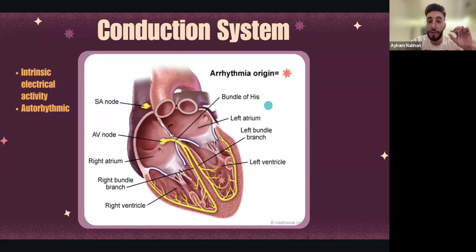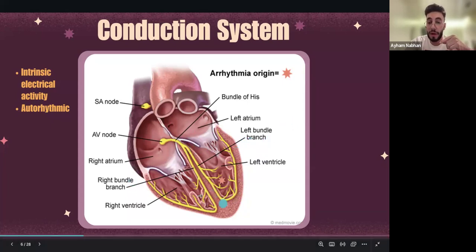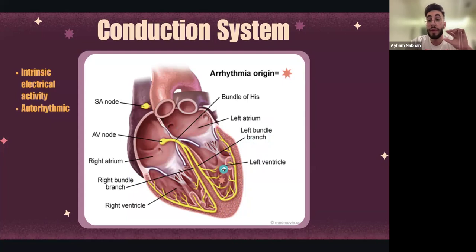Then it goes to the bundle of His in the interventricular septum. Then it would be separated into the left and right bundle branches, going to the apex of the heart, as you can see here, where the ventricles are located. Then it would head up the heart wall through Purkinje fibers, where the electrical signal would be propagated upward through the heart. Cool? That's it. Just extra information is found in your slides.